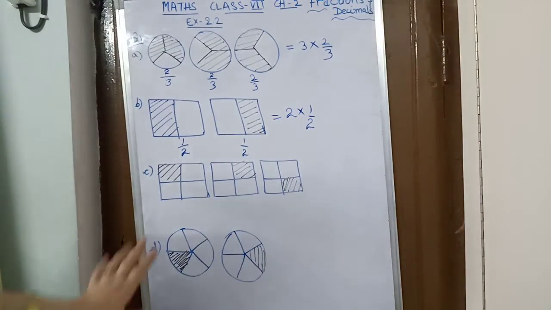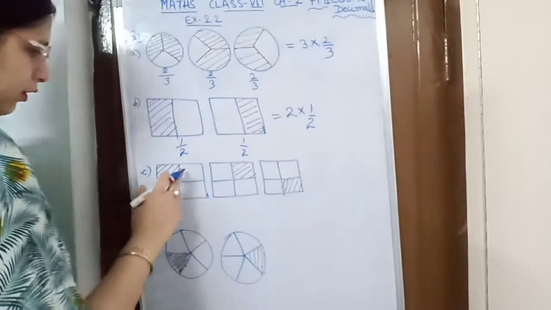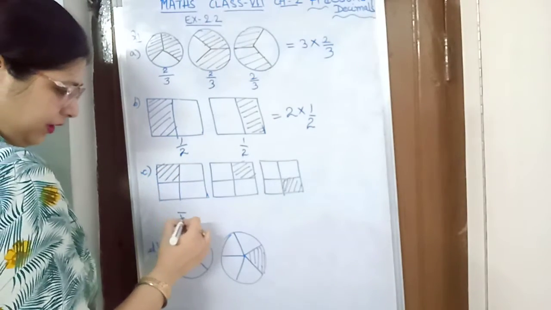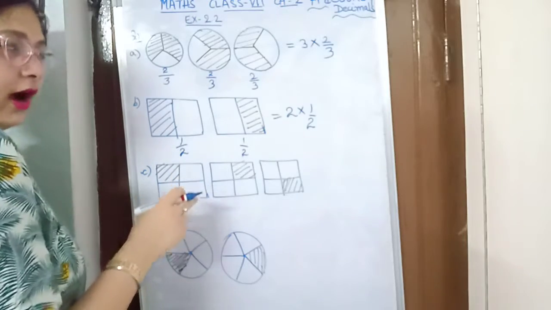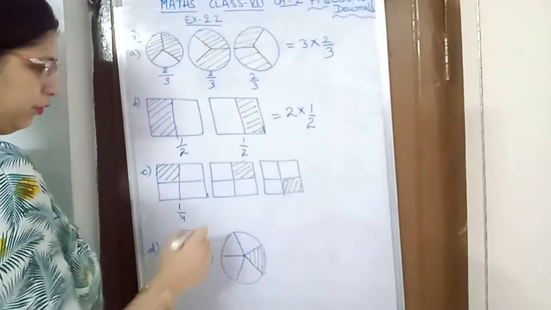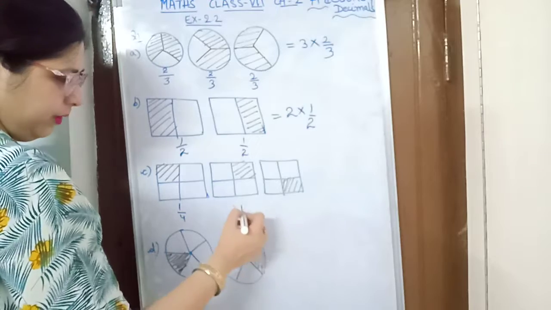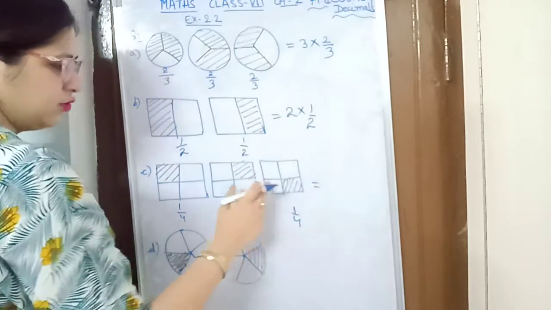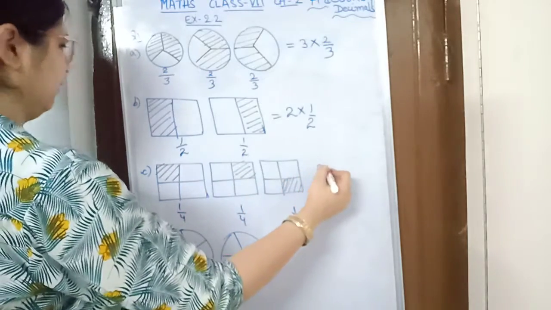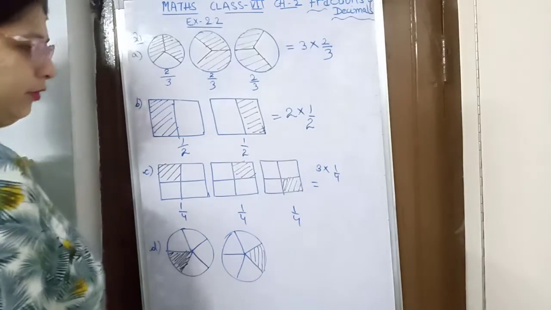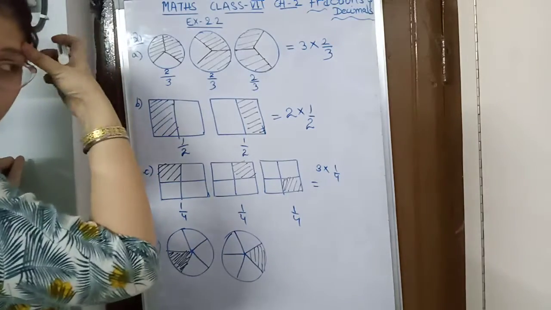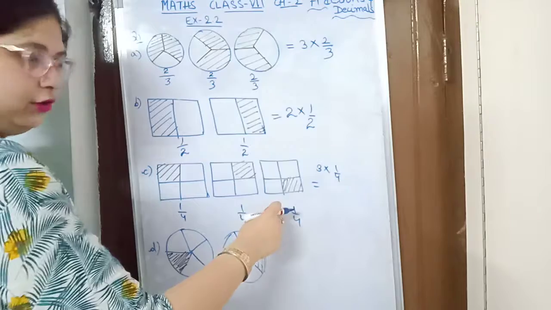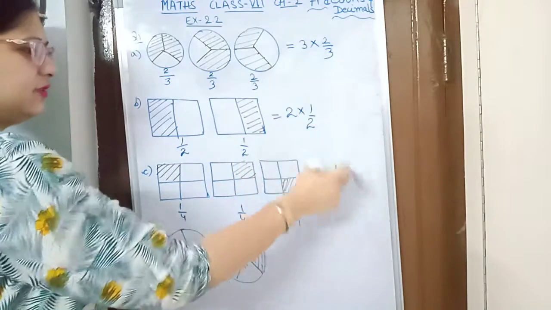Okay, now next is C part. You all can tell in how many parts this figure is divided. 1, 2, 3, 4, so 4 will come in the denominator, and out of 4, 1 part is shaded, so 1 upon 4. Same here, out of 4, 1 part is shaded. How many figures? 1, 2 and 3 figures, so 3 multiplied by 1 upon 4. Okay, now see in your book. You have to draw this figure and write these answers in front of it.